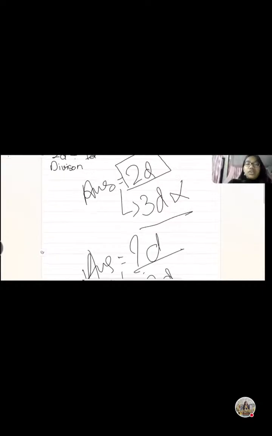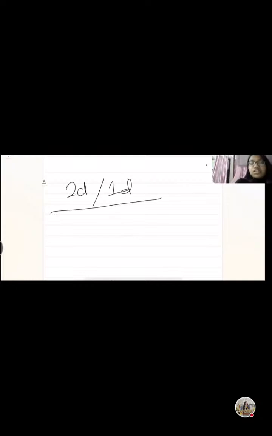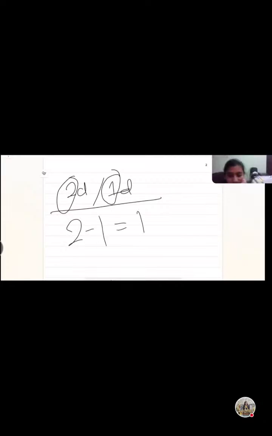Okay, so now let's start with the original steps. Now, in 2 digits divided by 1 digit, how many digits are there? Here 2, here 1. So 2 minus 1 is 1. The answer should come in 1 digit.